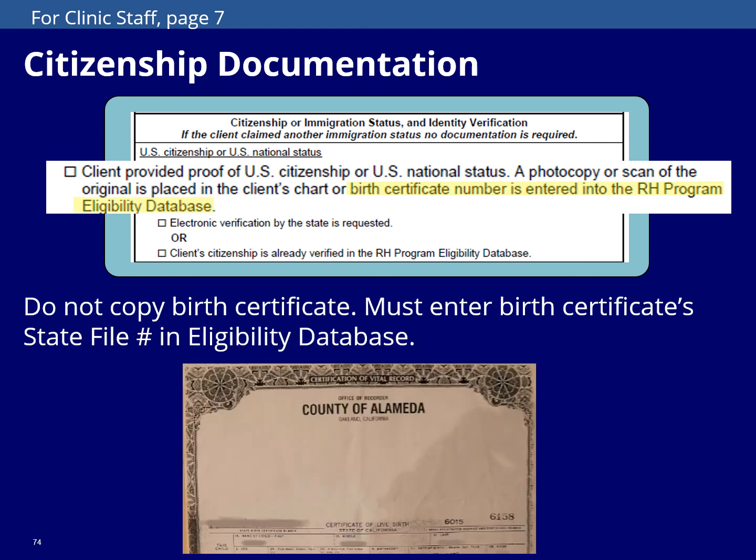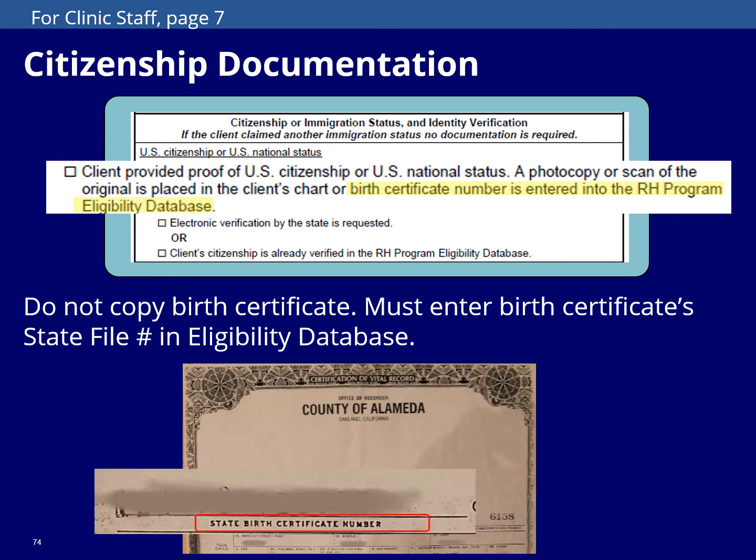The state file number is usually around 13 digits long and is sometimes called the birth certificate number. Unfortunately, its location on each birth certificate varies from state to state and sometimes year to year. I know there isn't a designated place to write this number on the enrollment form, but if you want, you can just write it on this page of the enrollment form.